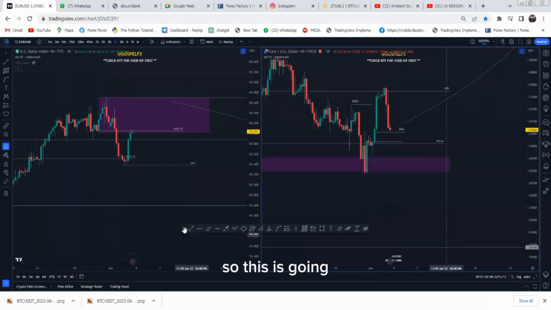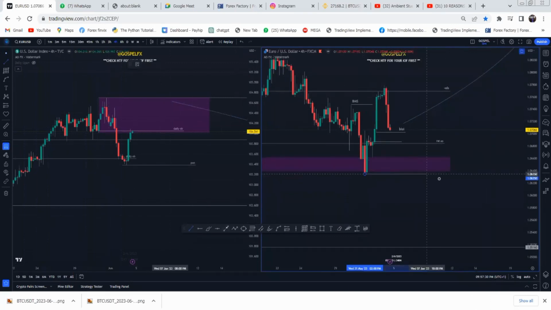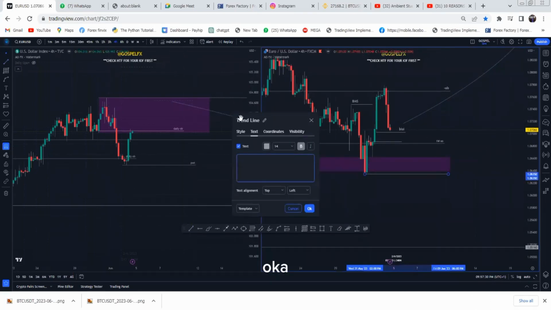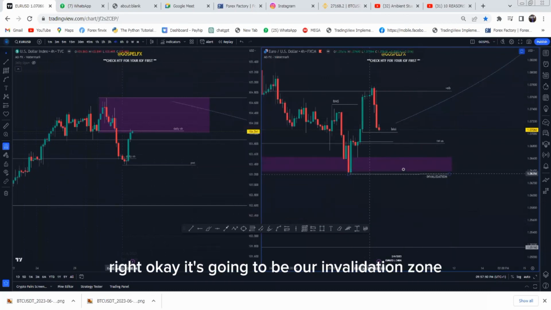So this is going to be our buy invalidation for the 4 hour chart. Okay, that's going to be our invalidation zone. That's going to be our invalidation, bottom and then right. Okay, this is going to be our invalidation zone.